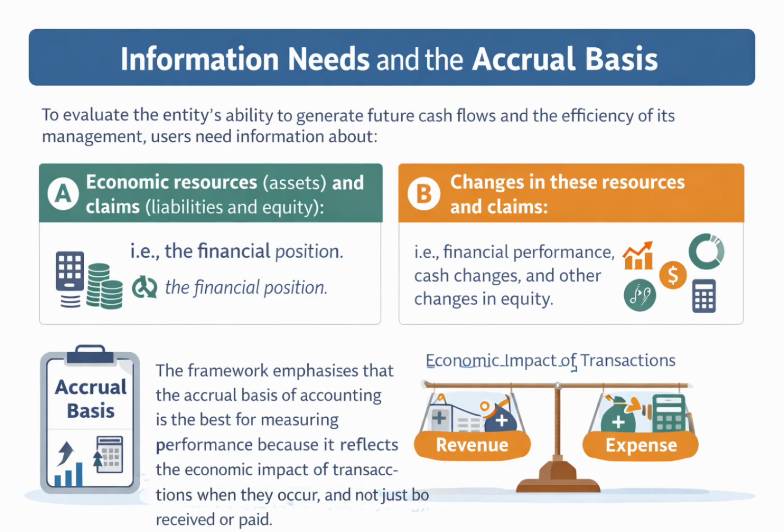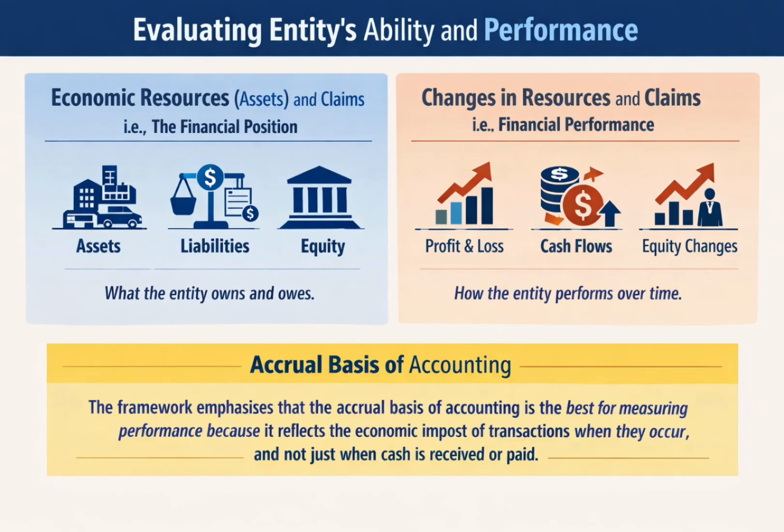To evaluate the entity's ability to generate future cash flows and the efficiency of its management, users need information about a. Economic resources, assets and claims, liabilities and equity, i.e., the financial position. b. Changes in these resources and claims, i.e., financial performance, cash changes, and other changes in equity. The framework emphasizes that the accrual basis of accounting is the best for measuring performance because it reflects the economic impact of transactions when they occur, and not just when cash is received or paid.